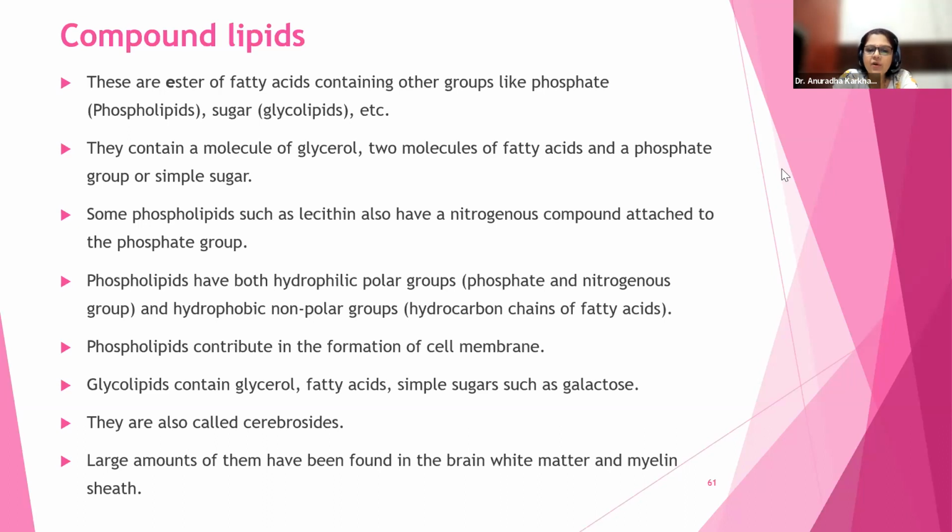Glycolipids contain glycerol, fatty acids, simple sugars like galactose. These are also called cerebrosides. Large amounts of cerebrosides have been found in the brain. इसीलिए cerebral word से cerebrosides ये नाम आया है. In the brain white matter and in the myelin sheath. Just now I told you ना, myelin sheath lipids. Correct? Yes.